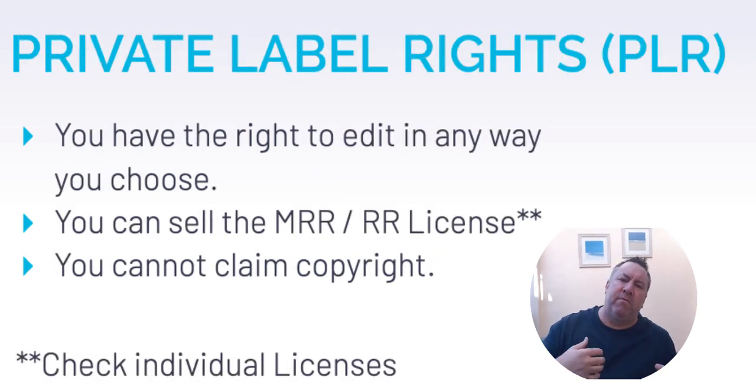So the first one, and really the most flexible one, is private label rights. Products that come with private label rights allow you to do a number of things. You can edit them in any way that you choose. So you can rebrand them, put your own name on them, reword them, and reformat them into different formats. It could be a book that you reformat into a video. It's very, very flexible in the types of things that you can actually do with it. The other thing you can do with private label rights is sell the master resale rights or the resale rights to others. This is very useful if you want to have a product that other people can actually sell. It makes that product a lot more valuable. So it's very flexible, and there's a lot of things that you can actually do with PLR.